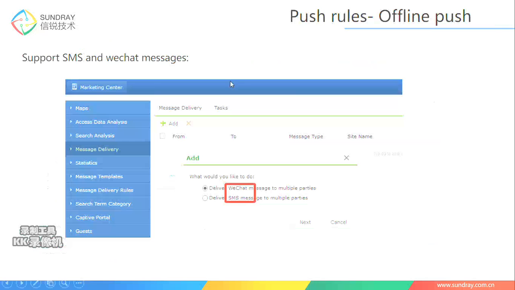And for offline push, we support only WeChat and SMS. We can set the message template in the controller and set the rule, and it will automatically send a message through WeChat and SMS.